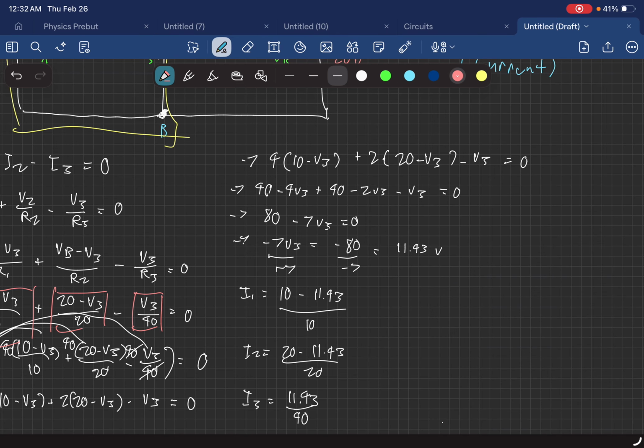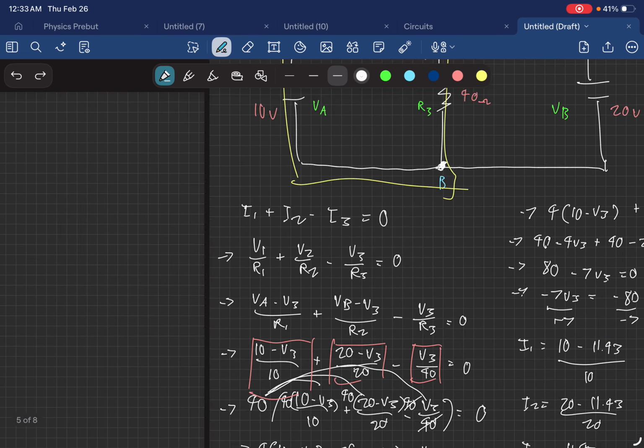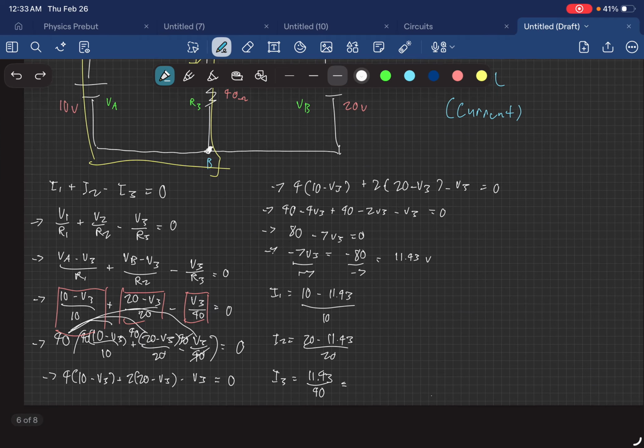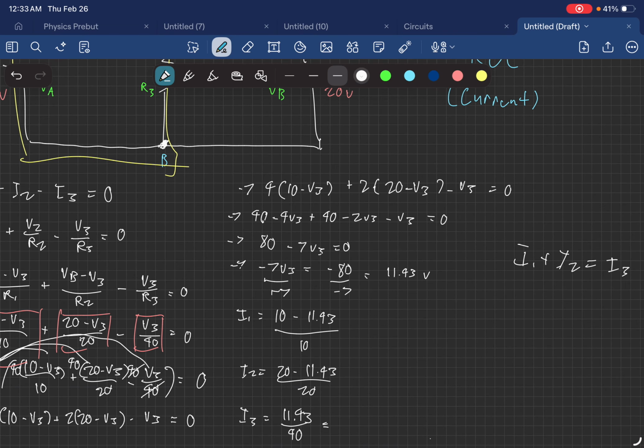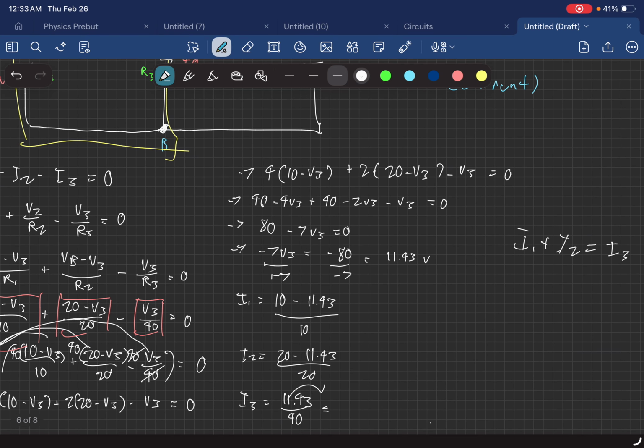Well, actually, you don't need to do this. You can do I1, then once you get I1, you add it to I2, because remember, I1 plus I2 equals I3. This is just so that we can make sure, and so you can be reminded that we do have the formula for I3, which is V3 over R3. Well, this is a simple calculator.